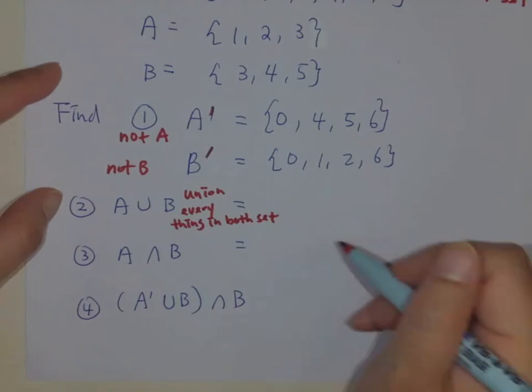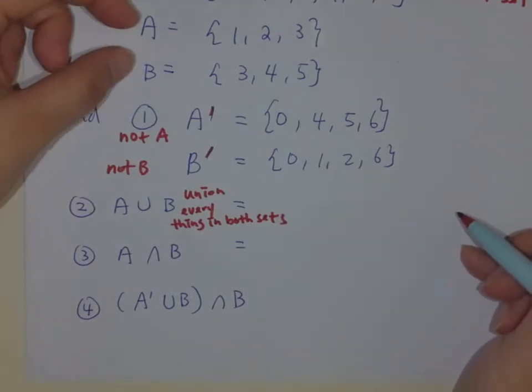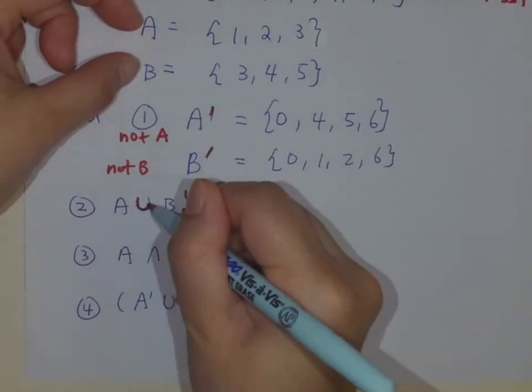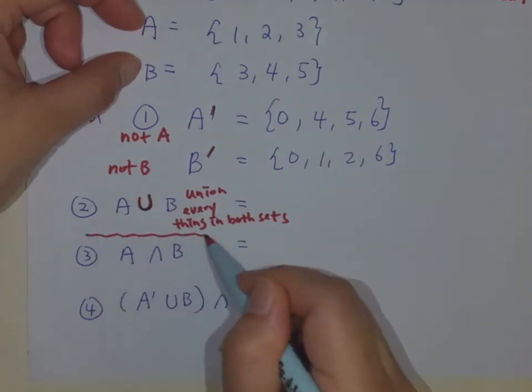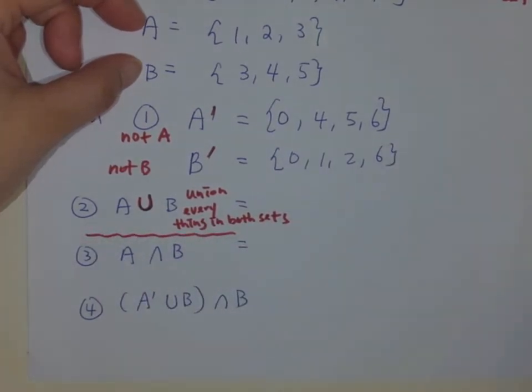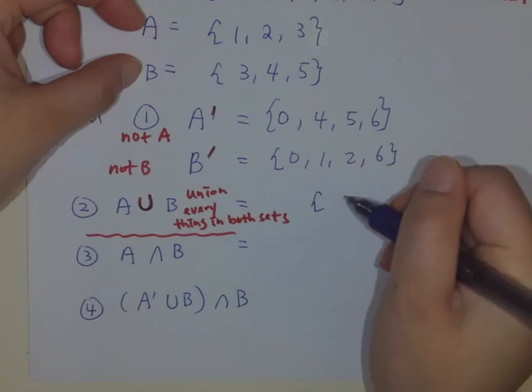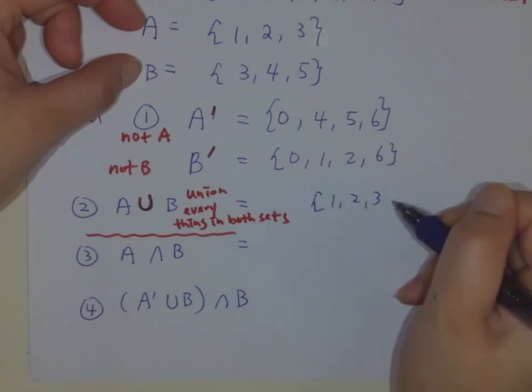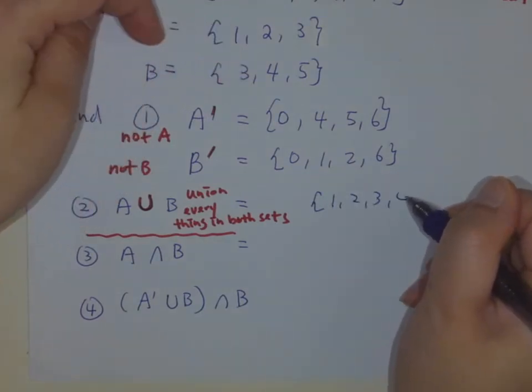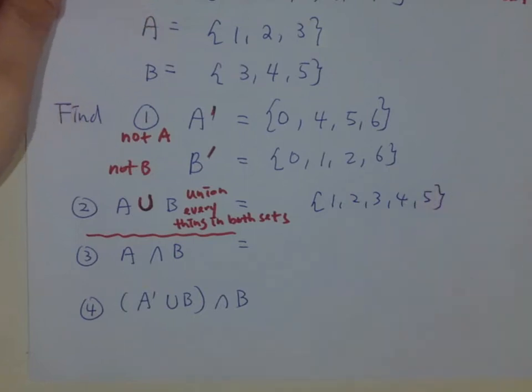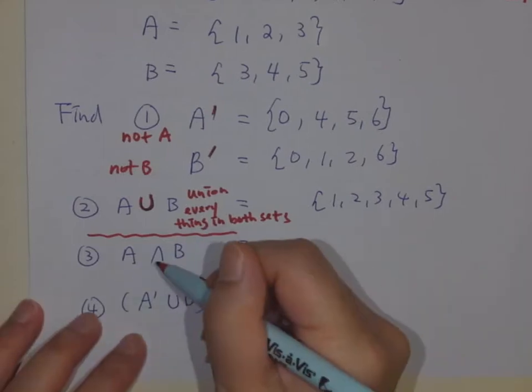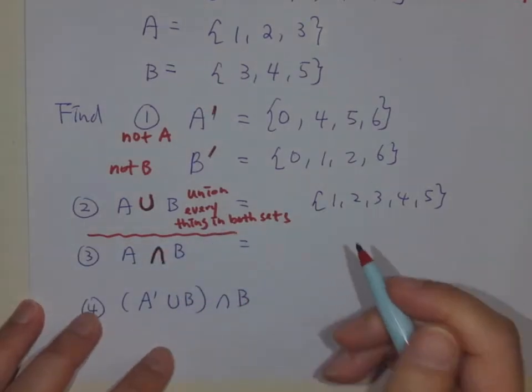So we combine the two sets A and B for the union. Then we have 1, 2, 3, and then repeating 3, and then we have 4 and 5. For union, anything in either A or B will be part of my answer, so I'm combining both A and B.